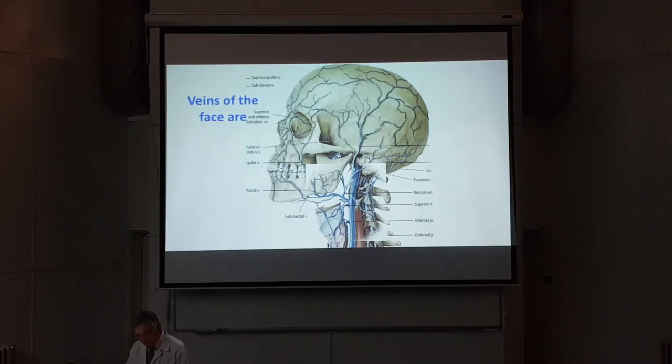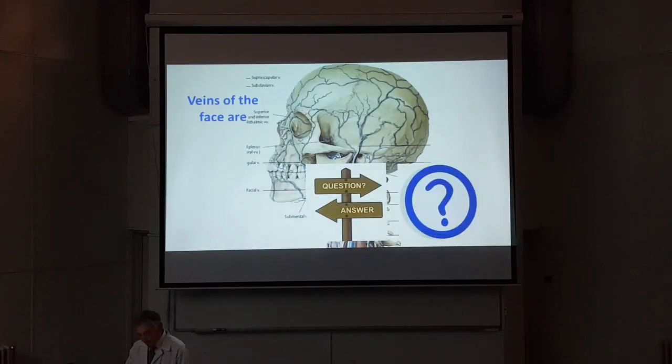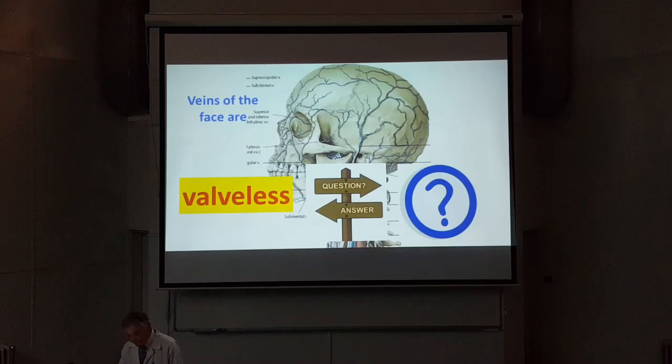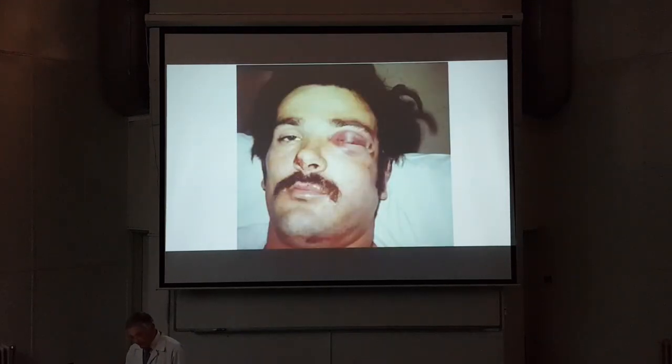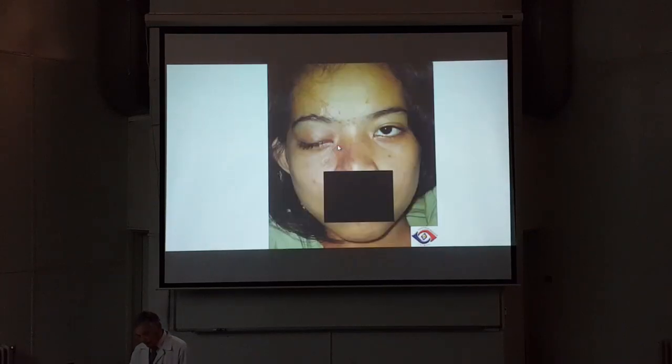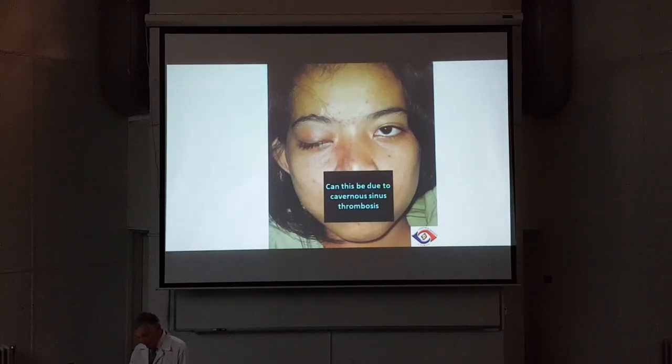Now, these veins of the face are what? They are valveless. That means blood is not traveling in one direction. Blood can change its direction. This is another case of cavernous sinus thrombosis, periorbital edema. Can this be cavernous sinus thrombosis? The answer is yes.